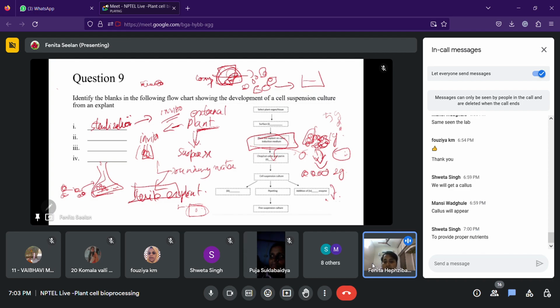For that, you need not cut into anything. You can just scoop up and put. It is like scooping them up using a spoon or spatula. You can just scoop them up and put into another fresh media so that it is transferred to the fresh media.